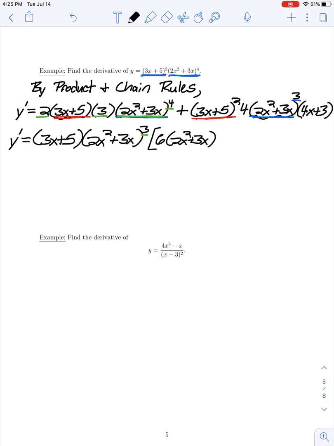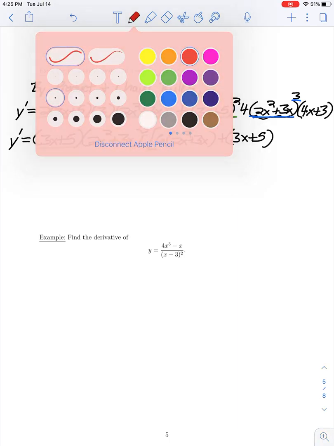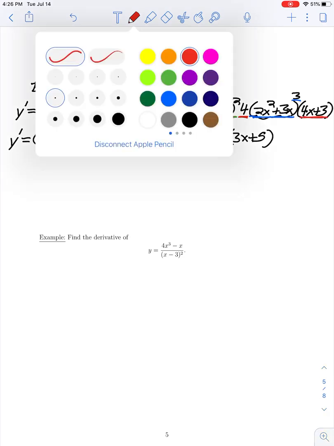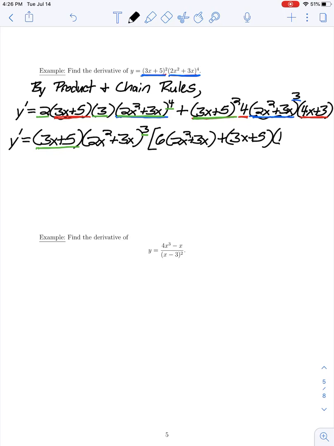So I've got 6 for my 2 times 3, and then times a 2x squared plus 3x to the first power. And for the second part of our derivative, when I pull out my 3x plus 5 to the first power from 3x plus 5 squared, I'm left with 1 power of 3x plus 5. And here I've factored out all 3 powers of 2x squared plus 3x. And then on the end, what I'm left over with is a 4 times 4x plus 3. So if we distribute that 4, we have a 16x plus 12.